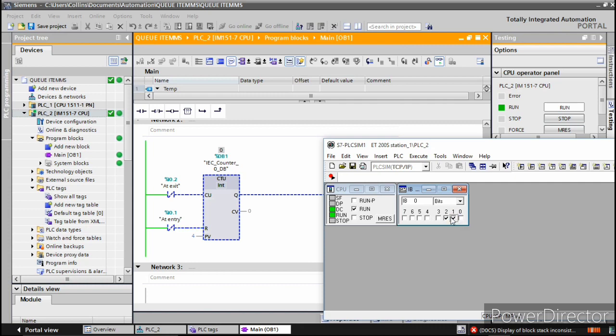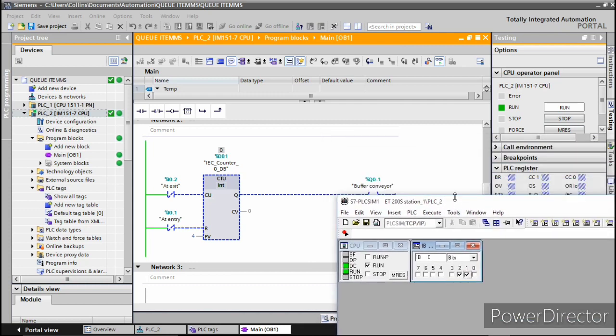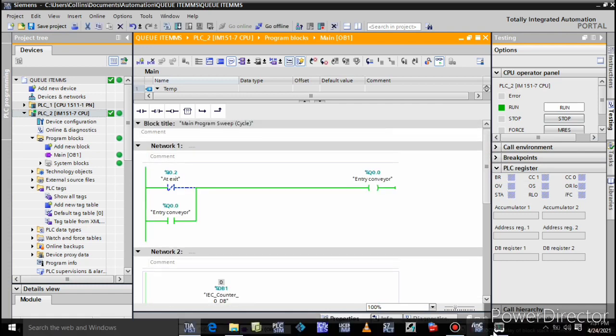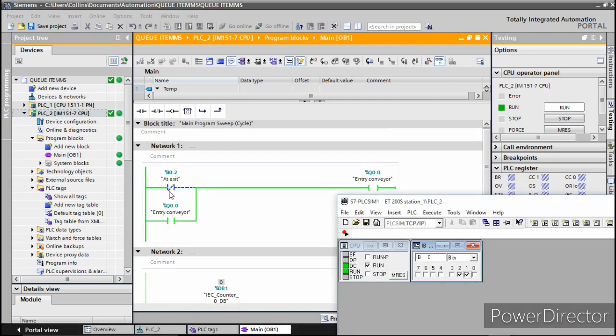So let's see what happened to the programming from the start. Now the sensor is a normally closed sensor, and that means when signal comes in, the normally closed contact here opens, but this entry conveyor, the latching branch, we latch the entry conveyor, so the conveyor will keep rolling. You can see it's green. It will keep rolling for the boxes to stack against each other at the end of the first conveyor, and we have our first conveyor rolling.